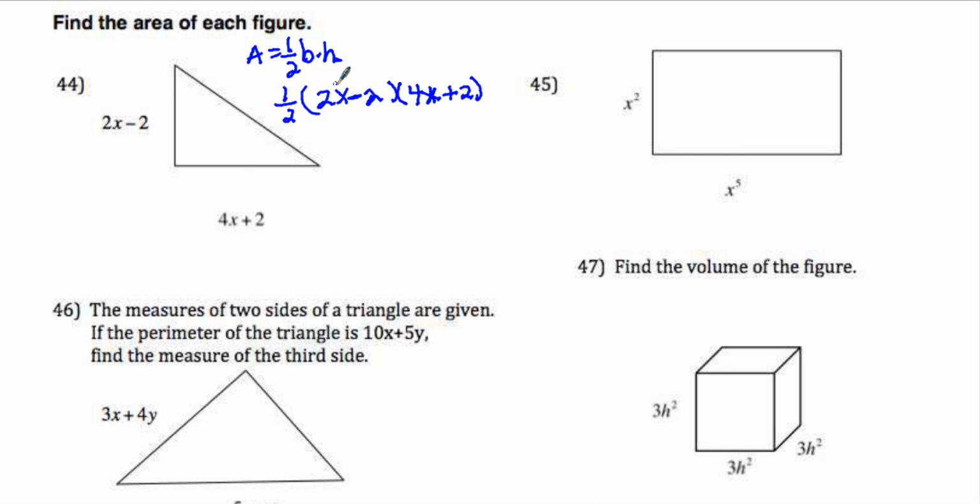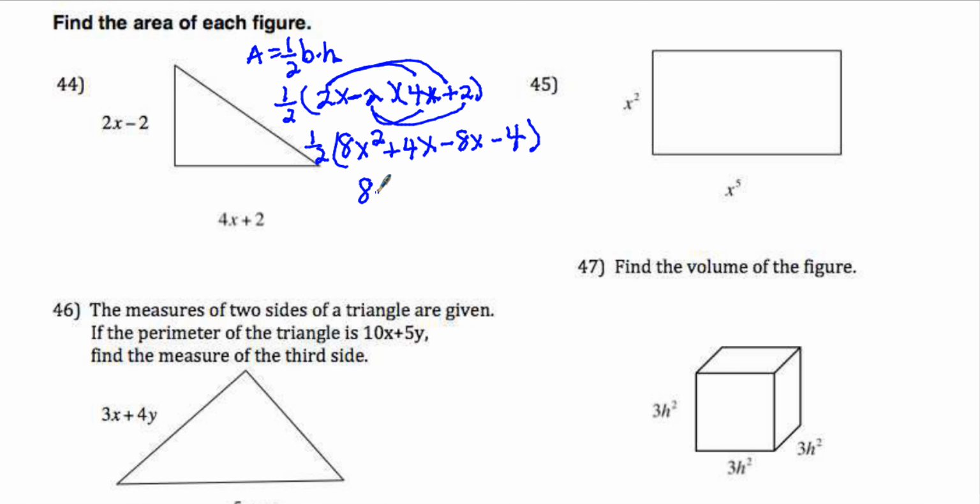So I'm going to do the FOIL method for right now. So I get 2x times 4x gives me 8x squared. Then 2x times 2 gives me 4x. Then negative 2 times 4x gives me negative 8x. And negative 2 times 2 gives me negative 4. Now remember, you could have done this with the box method or the vertical method, any of those. They'll all get you the same answer. So again, there's still a half in front of here. We don't want to forget about that.